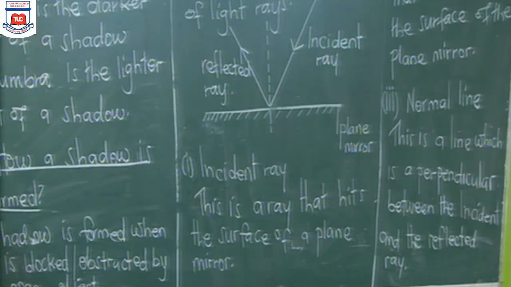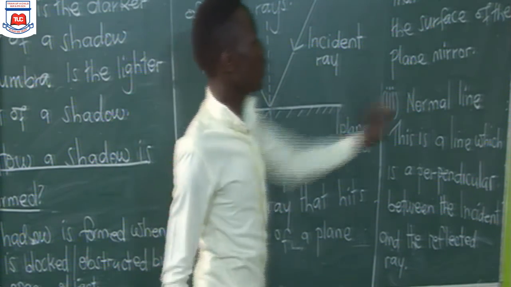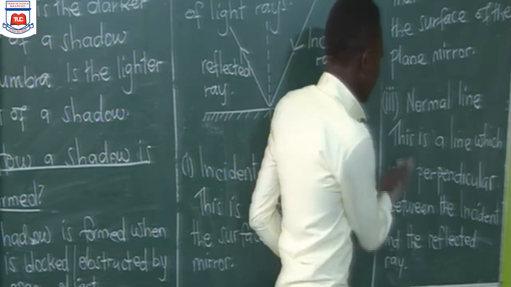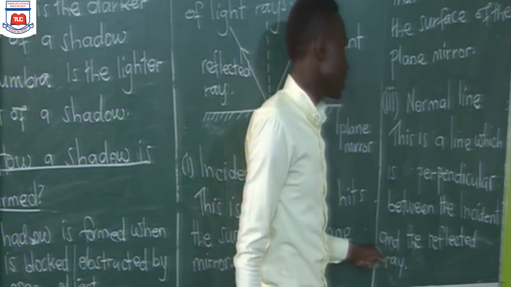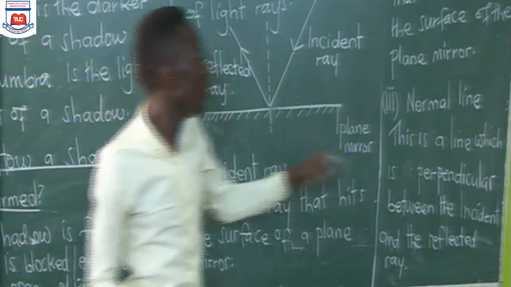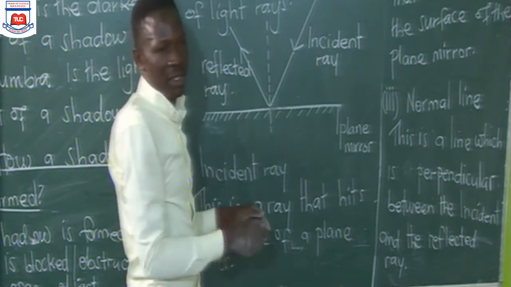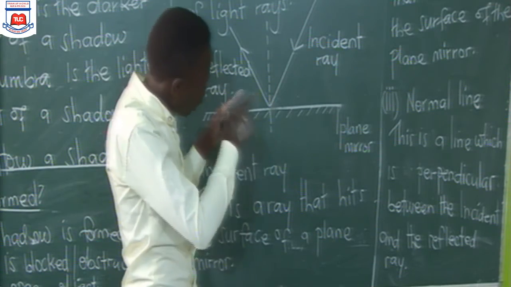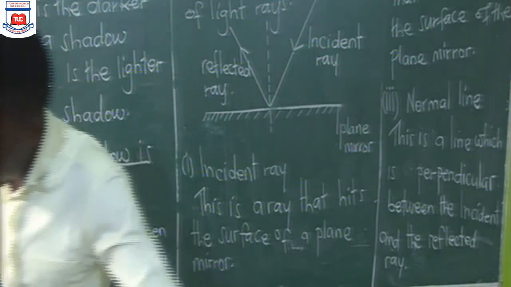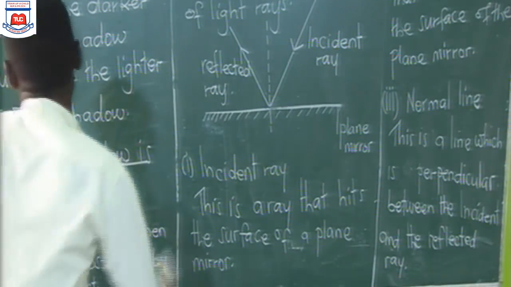So we have the other line. We call it the normal line. It's actually the one in between the two rays, the one in the middle. And how do we define it? We say this is a line which is perpendicular between the incident and the reflected ray. The one that separates the two, we call it the normal line. It can be drawn broken, or you can get your ruler and draw it plain. So we call it a normal line. That's the line which is between the two rays. Leaving that apart, we also have some other items to look at.